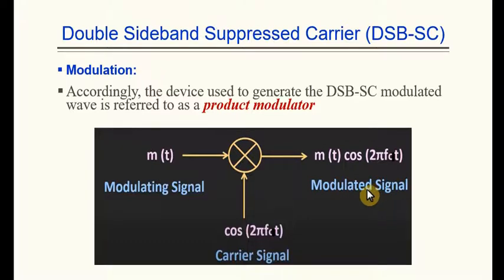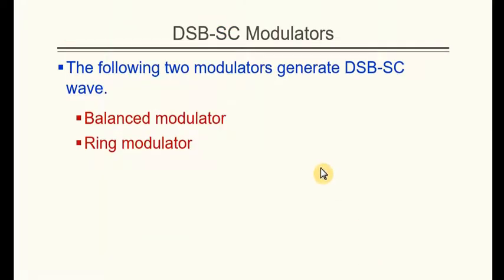So the device used to generate, as I said, the double sideband suppressed carrier modulated wave is referred to as a product modulator. Now, to generate the double sideband suppressed carrier modulated signal, we use two types of modulators: the balanced modulator, and the second one is the ring modulator. But in this video session, I will explain only the balanced modulator, and the ring modulator will be left for you to explore by yourself.